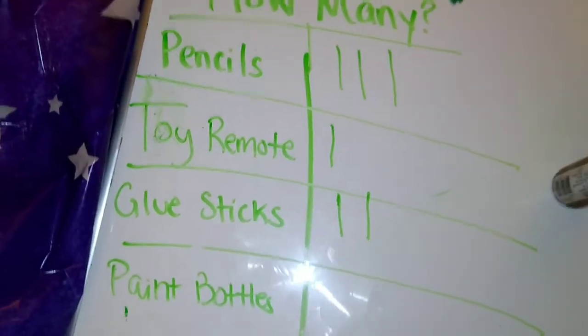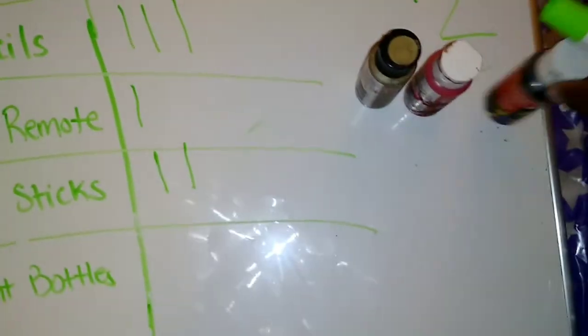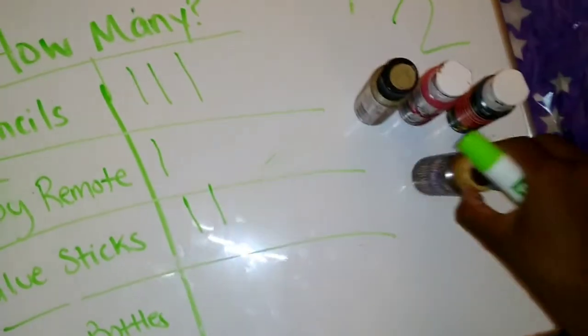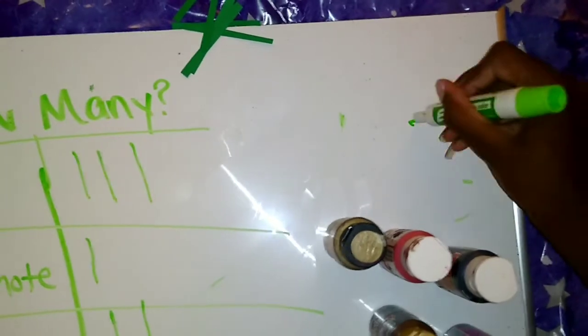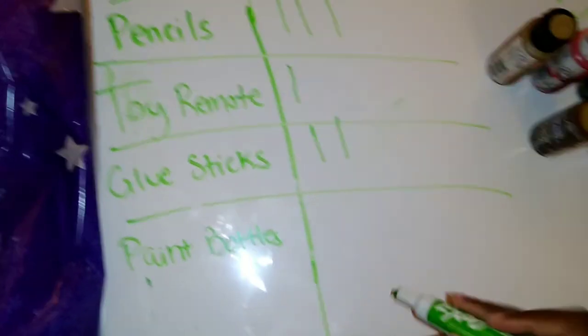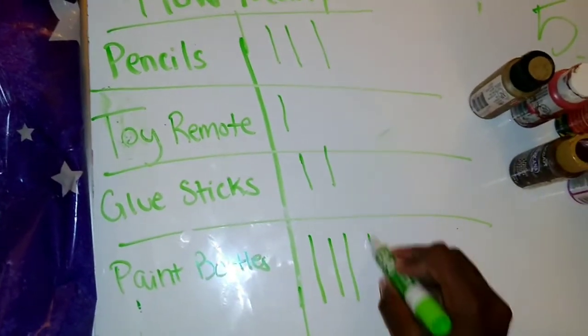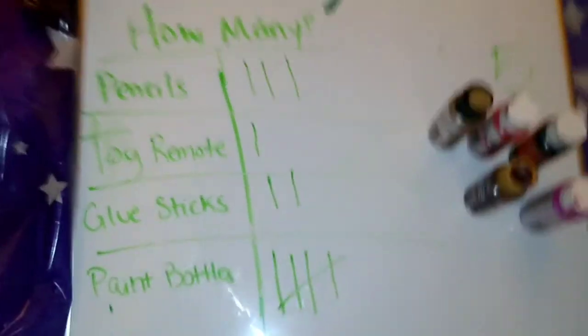So we have 1, 2, 3, 4, 5. We have 5 paint bottles. And we all remember how we write our 5 tally marks. So that's 1, 2, 3, 4, 5. So that's how you write that.